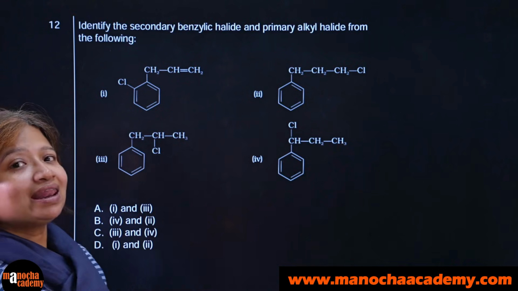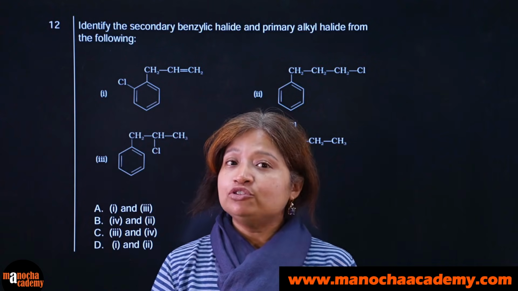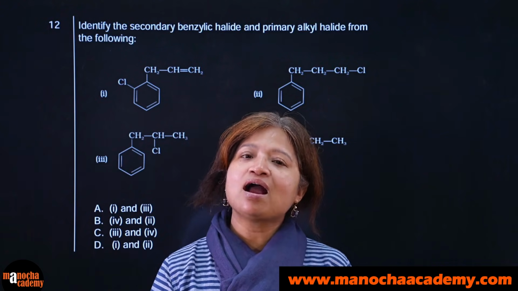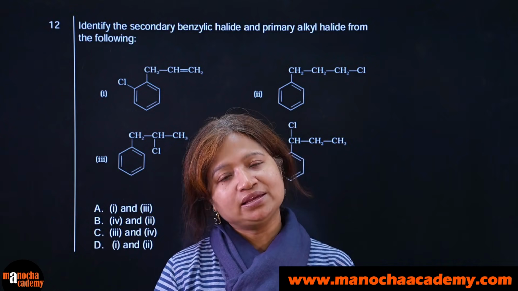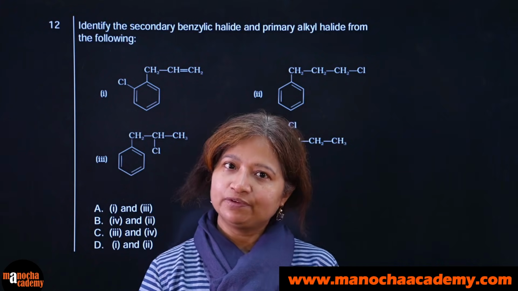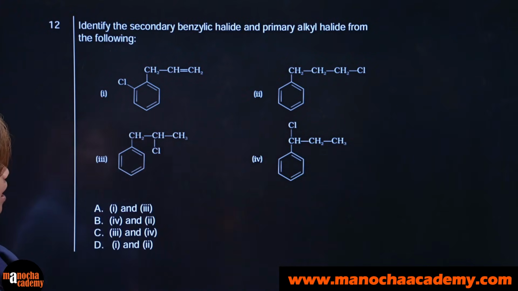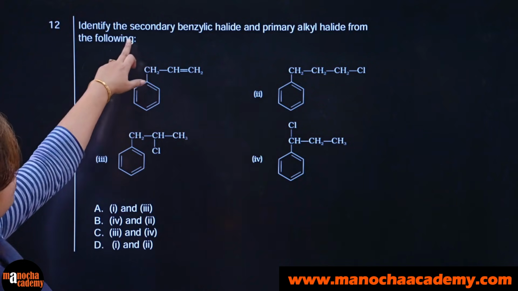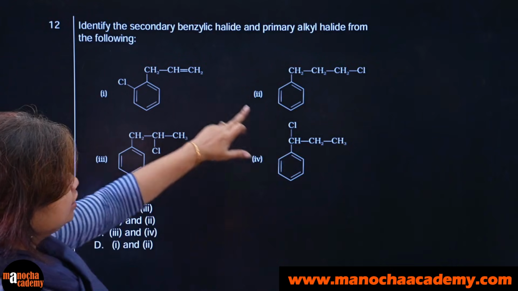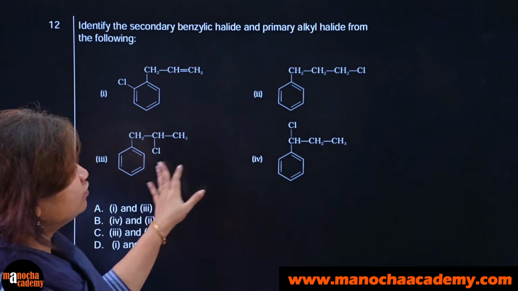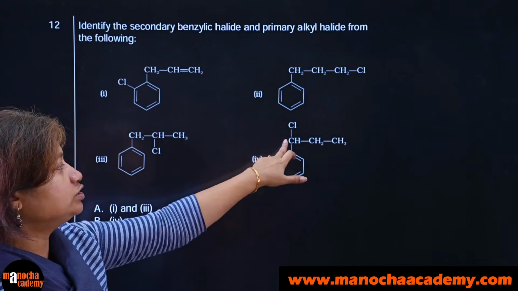Now, benzylic halide means the halogen bonded to the benzylic carbon. And which is the benzylic carbon? The carbon bonded to the benzene ring is the benzylic carbon, right? So, first we look at the second, and that's all secondary benzylic. Now, benzylic is here, no halogen, no halogen. Here we have, of the 4 structures, only one which is benzylic.